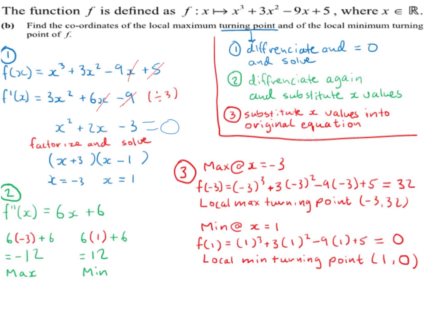So we know that minus 3, 32 is a local maximum because when we subbed minus 3 into the second derivative, we got minus 12, which is less than 0. So we got a negative value. So we know it's a maximum. And likewise, we know that the point 1, 0 is the local minimum turning point because when we subbed x is equal to 1 into the second derivative, we got 12, which is a positive. It's greater than 0, so it's a minimum.